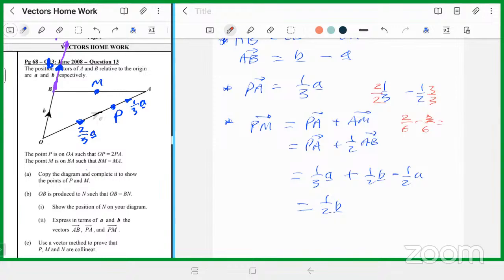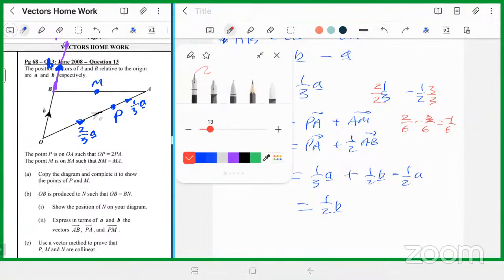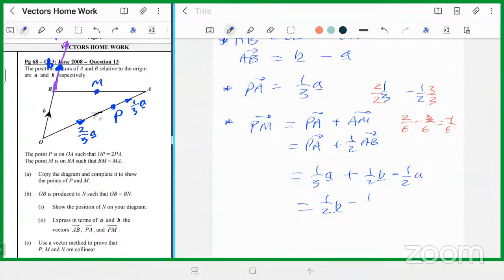So it works out to be negative 1 over 6. So this and this become negative 1 over 6. So we get minus 1 over 6a. Now we can check if it makes sense. This is saying to go from P to M, we go half in the direction of B, and then minus 1 over 6a. That's what it's saying. Let's see if it makes sense.